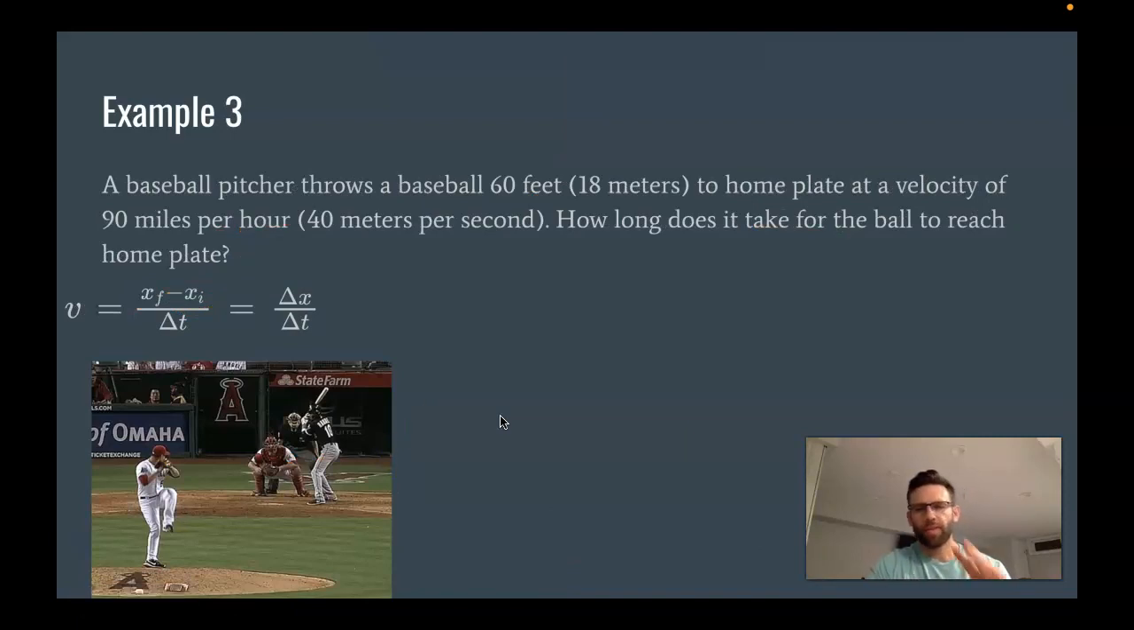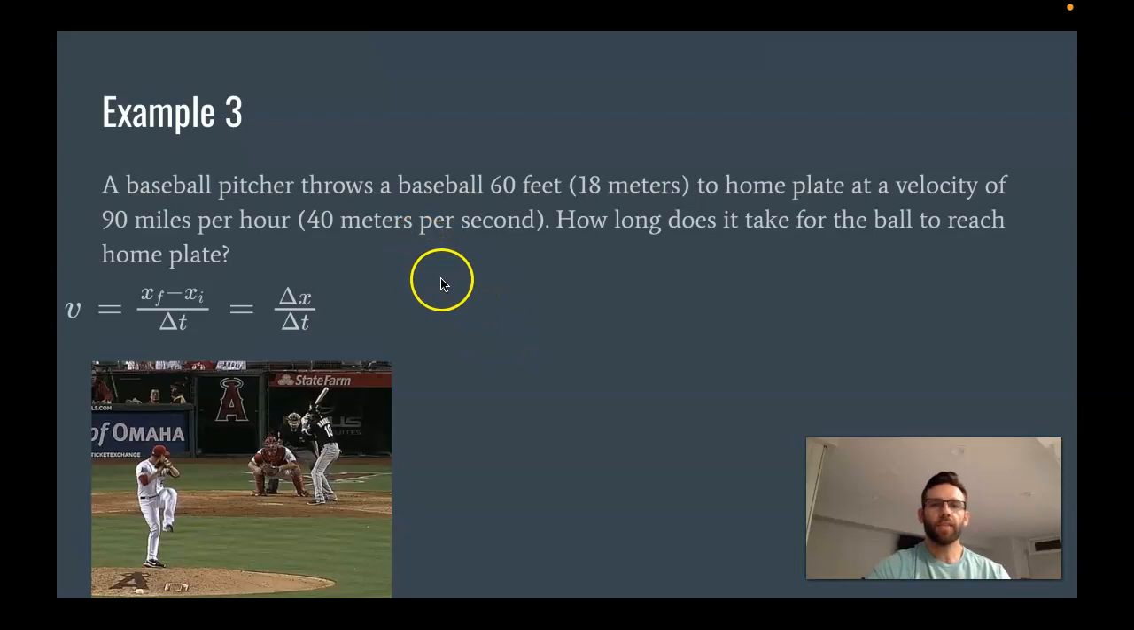All right, if you want to move on to the actual practice problems, I think now might be a good time to do that. But anyone who's looking for a more advanced understanding, I'm going to give you guys 2 more things to think about. So here's a pretty tough one. A baseball pitcher throws a baseball 60 feet, which is about 18 meters, to home plate at a velocity of 90 miles per hour, which is about 40 meters per second. How long does it take for the ball to reach home plate?